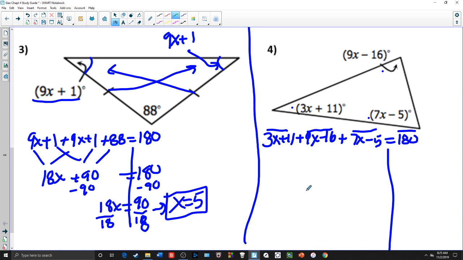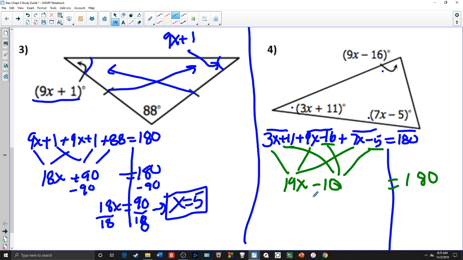Let me do a different color here just to add some contrast. So I'm going to add all my x's together. Here's 19x. You add all your non-x's together. So we have 11, negative 16, and negative 5. Well, negative 16 and negative 5, that'd be negative 21, plus a positive 11 would get you negative 10 equals 180.